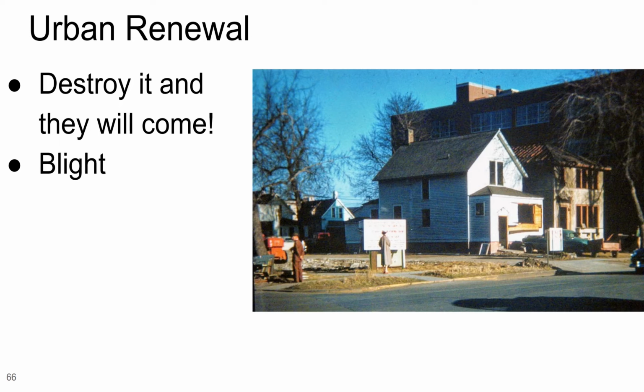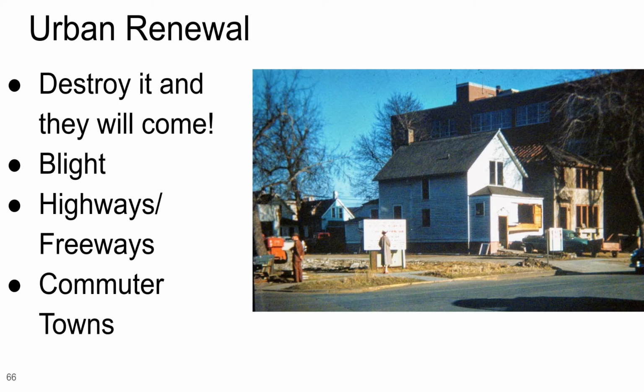Blight is the term for these neighborhoods that are run down. Highways and freeways contribute to this because they put highways and freeways through some of these neighborhoods. Highways and freeways also allow people, if they have the money, to move out of these neighborhoods to commuter towns in the suburbs. Exurbs are farther away than the suburbs.